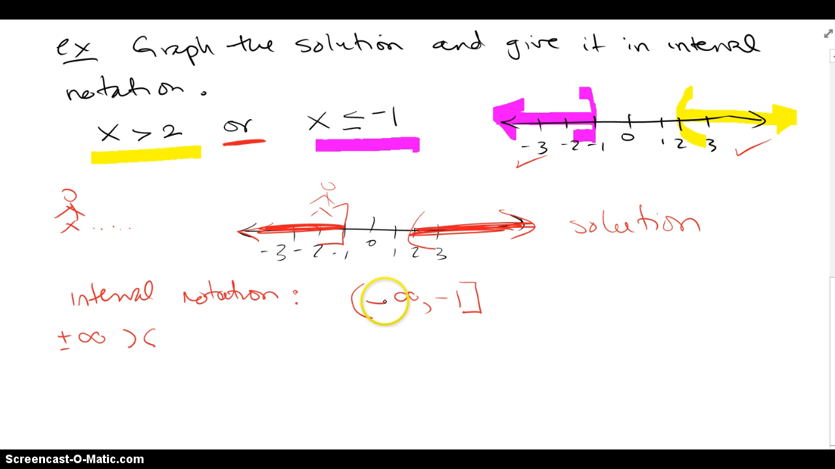So -infinity is where it supposedly, quote-unquote, starts, -1 where it stops, and then I start again the other piece at 2 with parentheses because 2 is not included in my solution. And then I keep going forever and ever to the right, so I go all the way to infinity, and again parentheses, always with infinity. And in between them we use this union sign that says the solution could either be here or here.